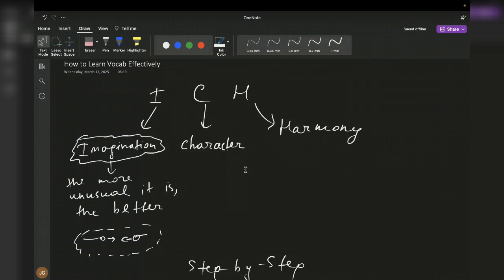So mnemonic, if you don't know, is basically a way to remember complicated stuff or anything that you want to remember. So let's say if you want to remember new words, if you want to remember numbers, or if you want to remember foreign words, this technique is really important. And the technique that I'm going to teach you is called ICH.